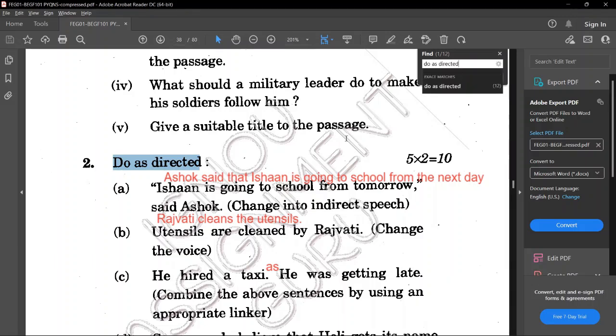So, as I told you, when we are using the indirect speech, there will be no quotes. And one important thing I have to mention to you is whenever there is tomorrow within quotes, the tomorrow will become the next day. Whenever there is yesterday in the sentence, it will become the previous day. So in this case, it will go: Ashok said that Ishan is going to school from the next day. So from tomorrow will become from the next day. Whenever you have tomorrow, you have to convert it to the next day. Keep that in mind, guys.